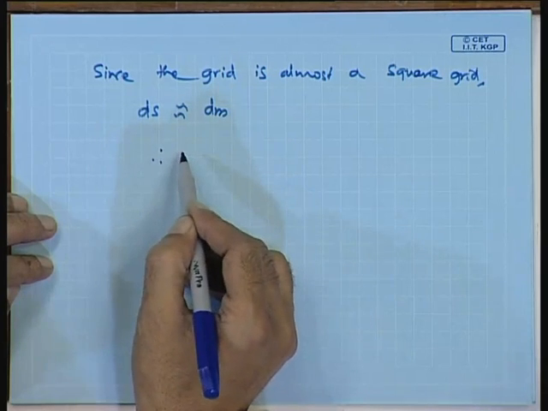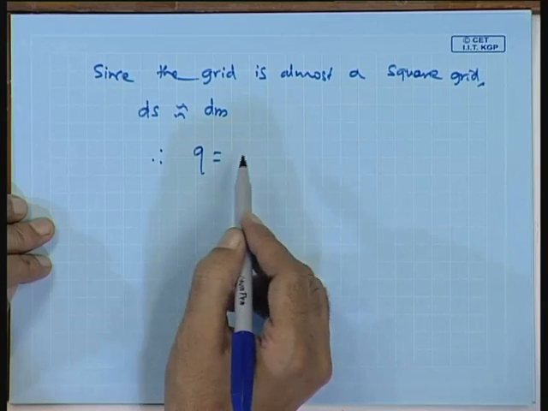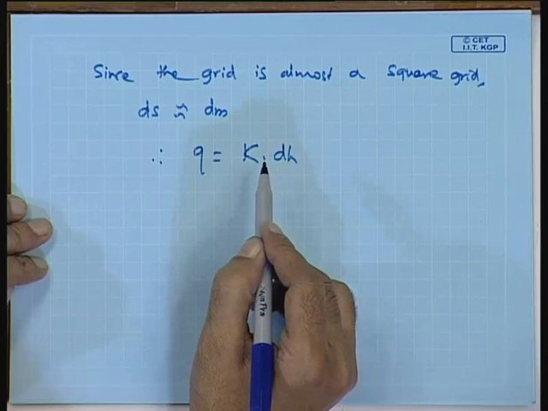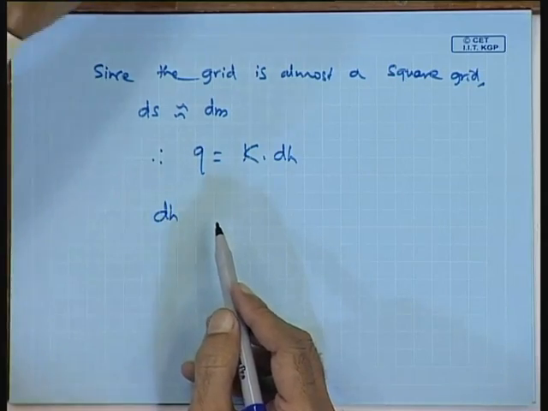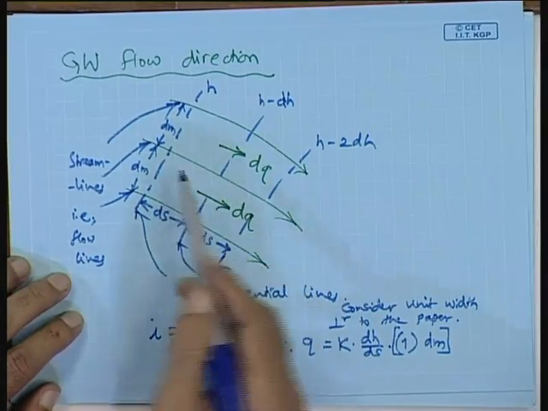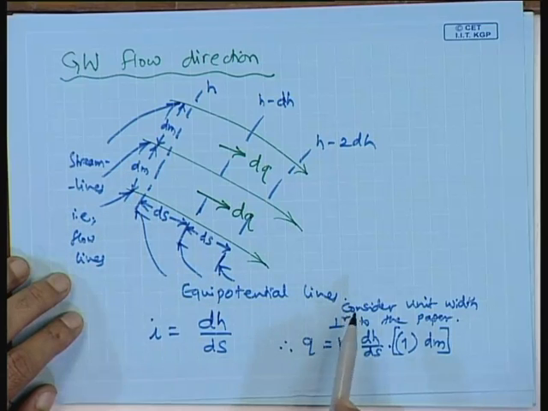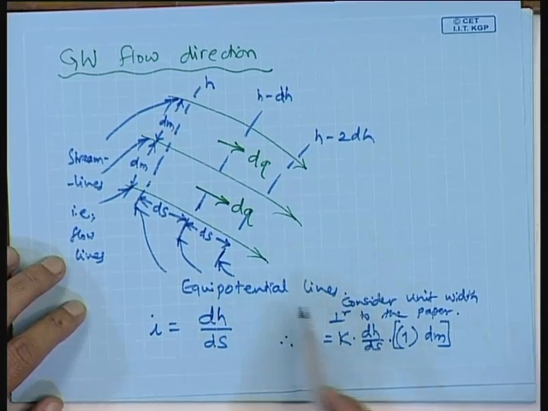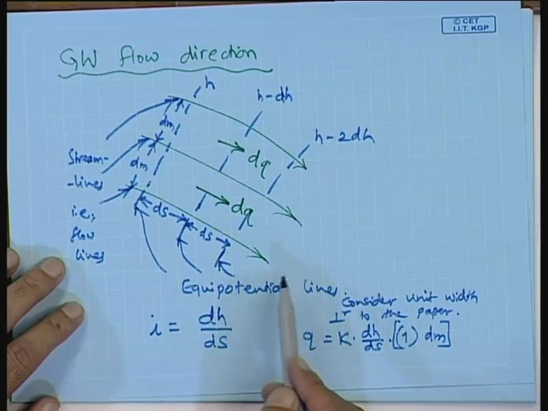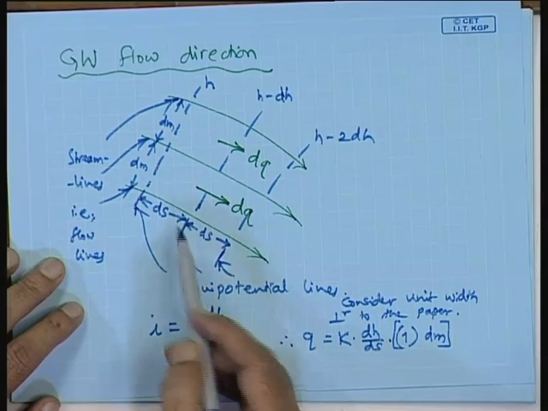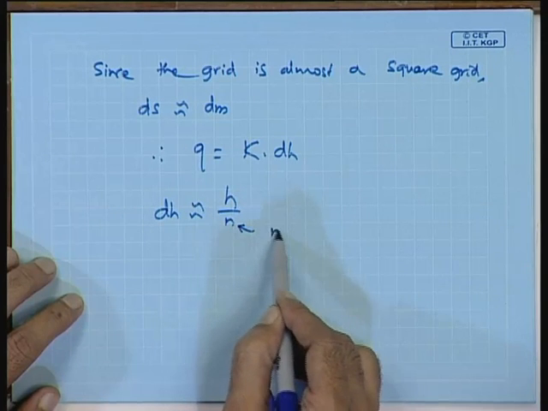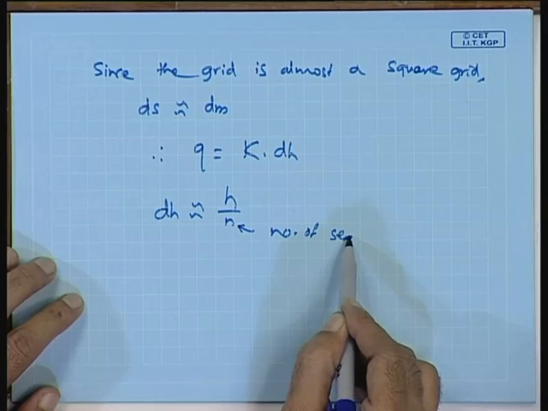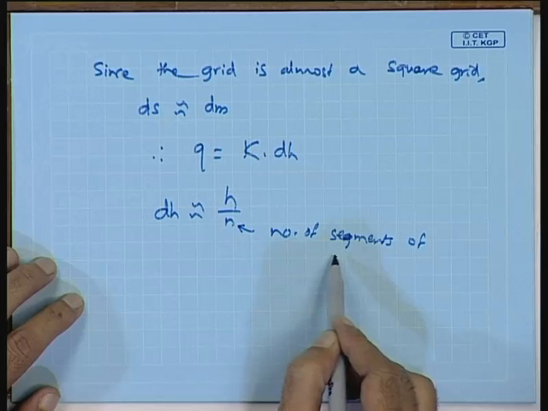So, therefore, we can write down the expression for Q as K into dH, and suppose the total head H is there along the upstream most equipotential line, and along the downstream most point the head be 0, the entire head is lost due to friction and other losses along n such equipotential lines. So, in that case, this dH can be approximated as H by n, where n is the number of segments of equipotential lines.